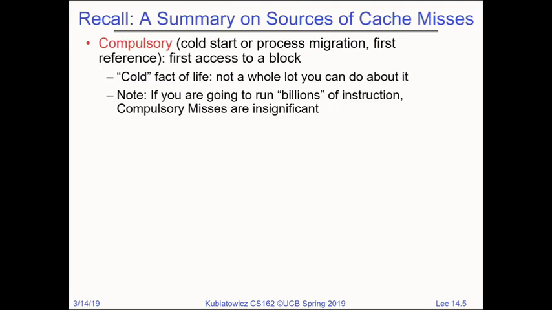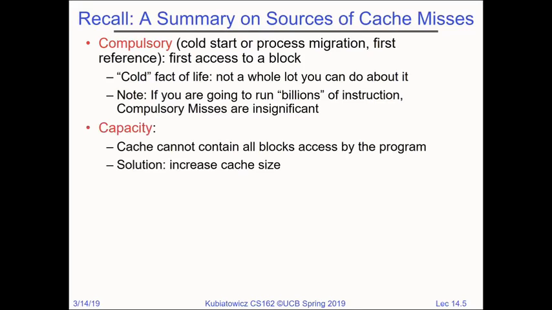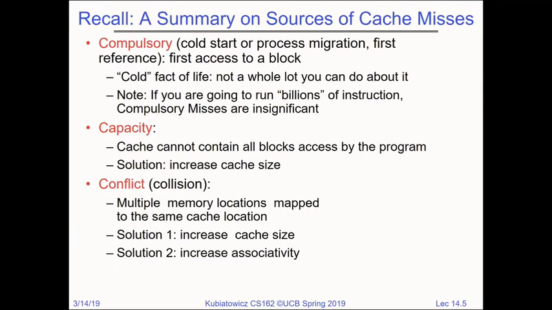All right. So again, the 3 C's plus 1. Okay, remember compulsory misses are ones that happen because you've never seen it before. Capacity misses happen because you saw it, you put it in your cache, but it got kicked out because the cache was too small. You go to get it again, it's a miss. That's a capacity miss.